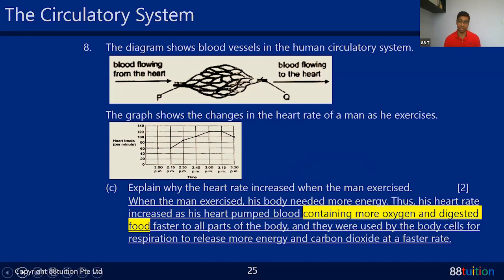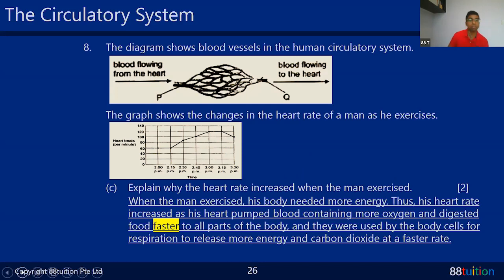I'm going to highlight the things that I circled earlier to make it clearer for you. When the man exercised, his body needed more energy. This one you always write down, number 1. Thus his heart rate increased as his heart pumped the blood containing more oxygen and digested food faster. The word faster is needed. Only then can you say heart rate increased. It is related, right? All these keywords must explain why the heart rate increases. If you don't have the word faster at all in your answer, how are you explaining it? So this is the word we will be looking for.